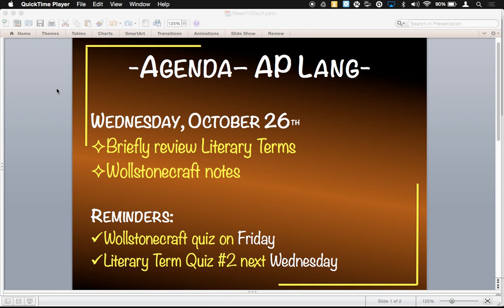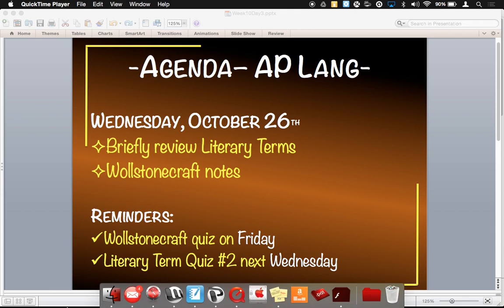So Friday, the Wollstonecraft quiz, and that one, remember, is going to be 20 points, and then your literary term quiz next Wednesday for list number 2, and again, that's going through round character. That is on that page, number 27.